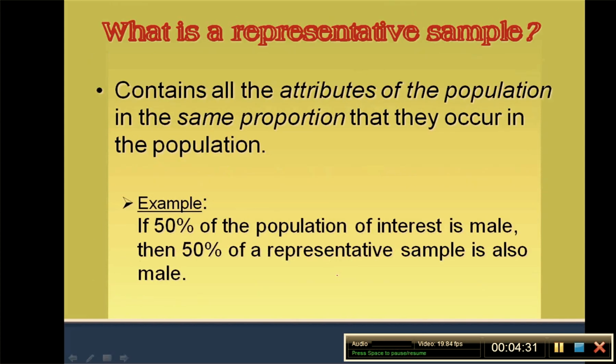Now, more about a representative sample. This contains the attributes of the population in the same proportion that they would occur in the population. For example, if 50% of the population of interest is male, then 50% of a representative sample is also male. So, remember that.